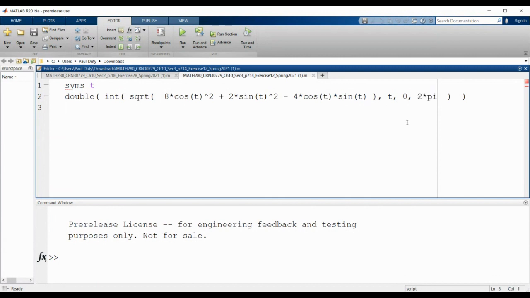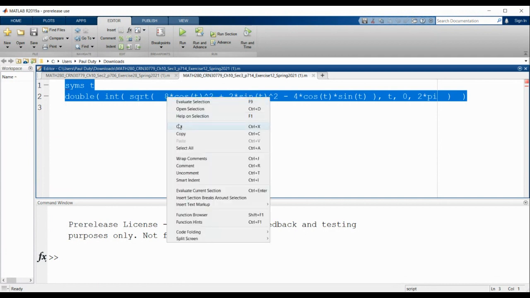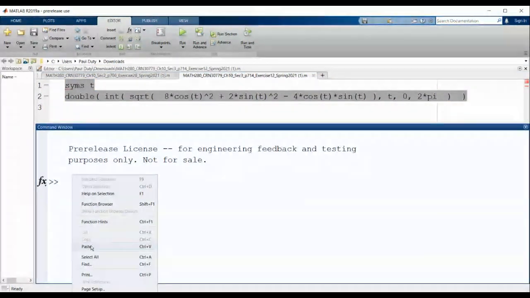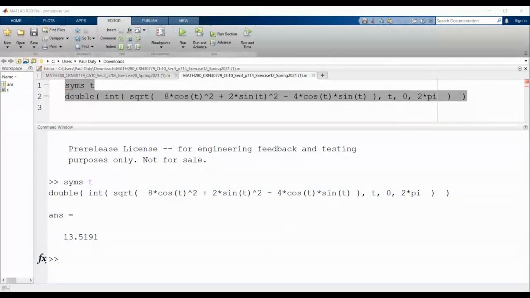And then in the end, I don't want a symbolic answer. I want a numerical answer. So once I get my answer, I'm going to use the command double to convert the symbolic answer into a numerical answer, a decimal. On that note, I'll copy the code here. I can make this a little higher, and I will paste it on my command line. And there you go, 13.5191, and that is the length of that arc.